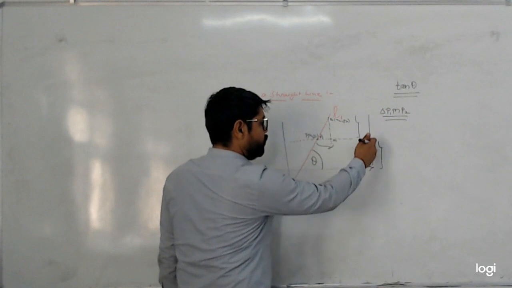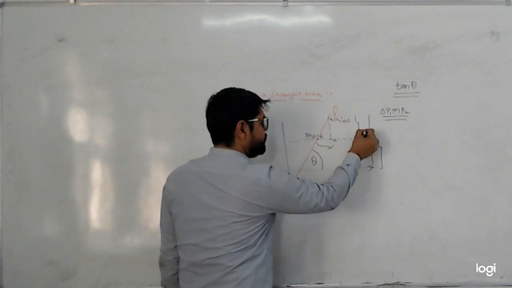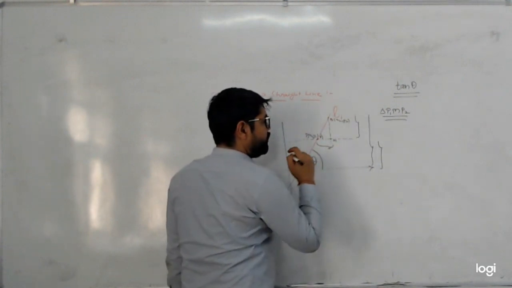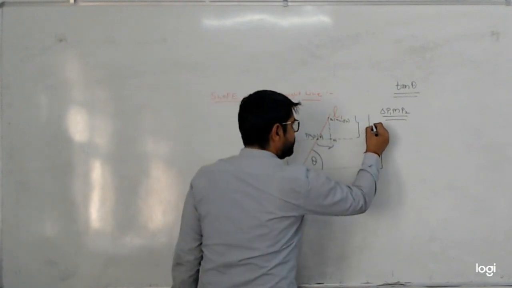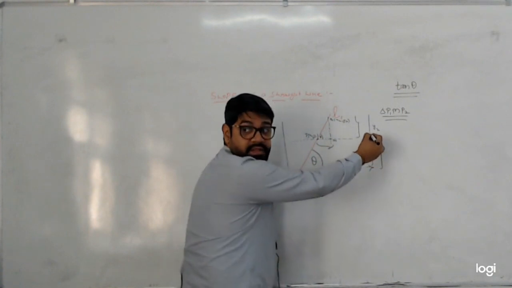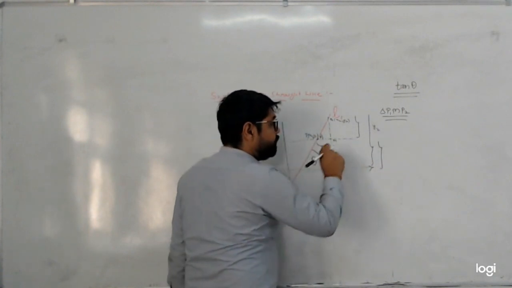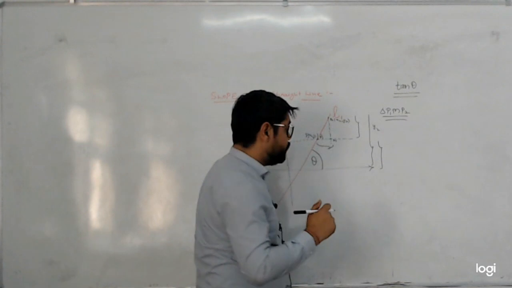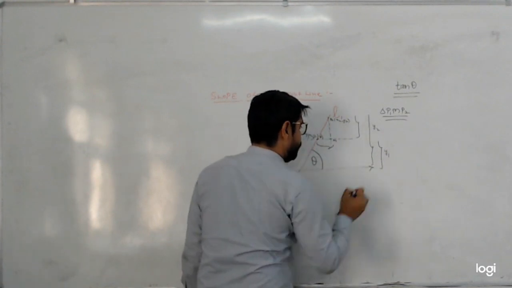Now what is this length? This length is nothing but the y coordinate of P2, so this length is y2. Similarly, what is this length? This length is nothing but the y coordinate of P1, so this line is nothing but y1.